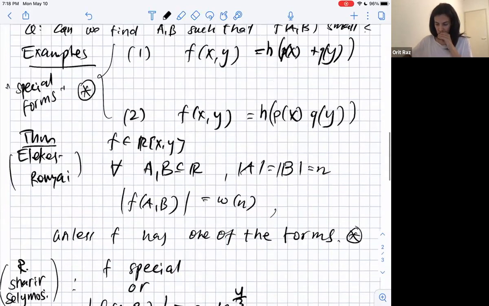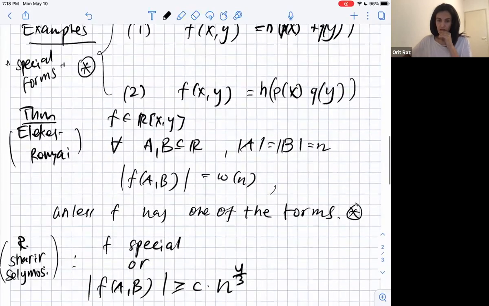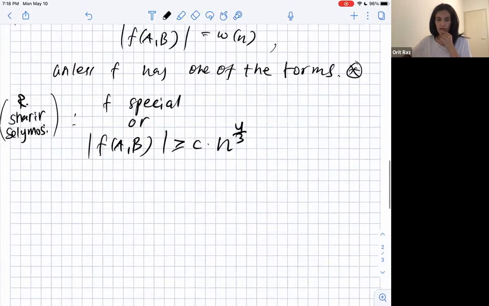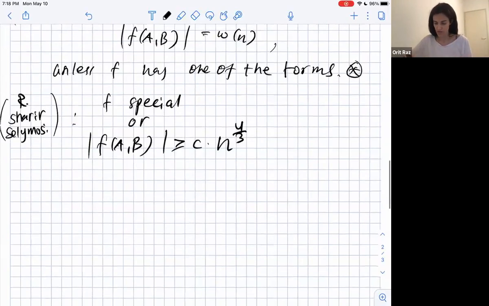Okay, so we have these results, and in these settings, all the sets are finite, right? A and B are finite sets, and we look at the image and we look at the size of the image. So what about infinite analogs? Can we have some infinite version?